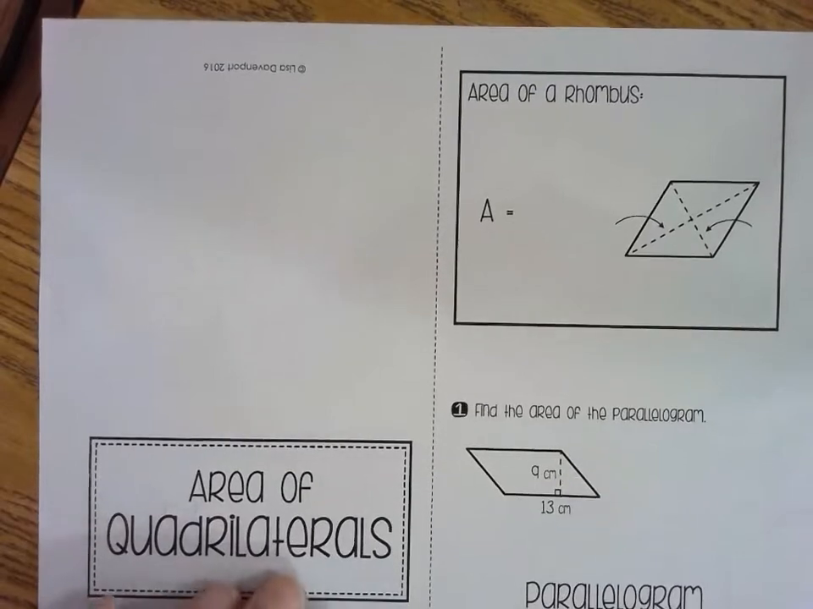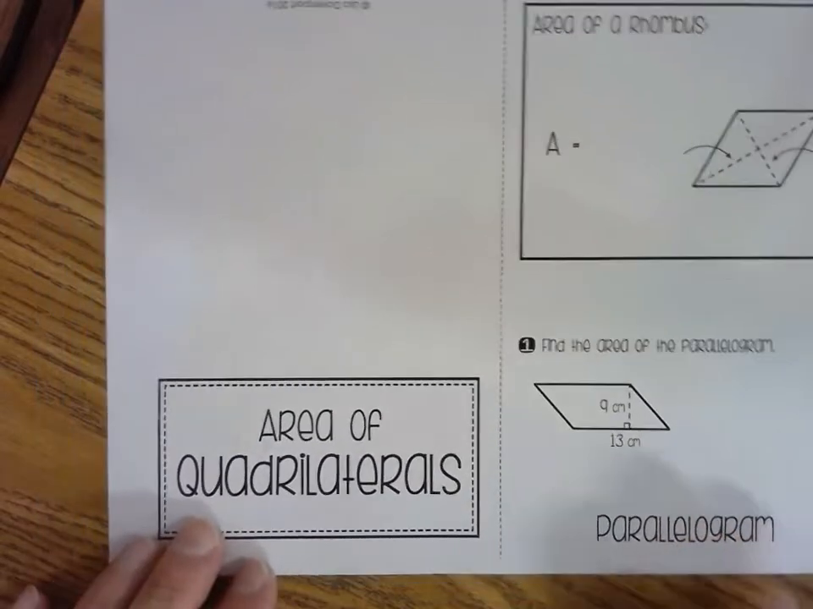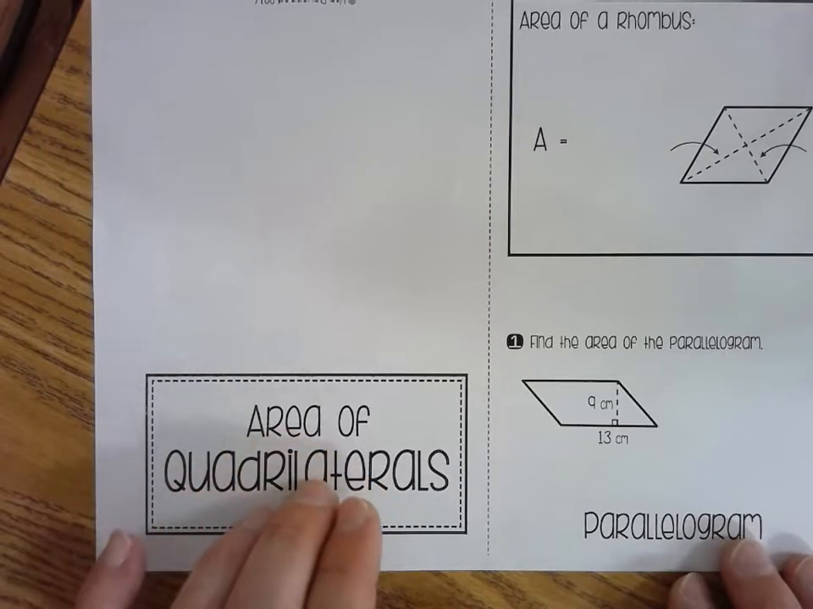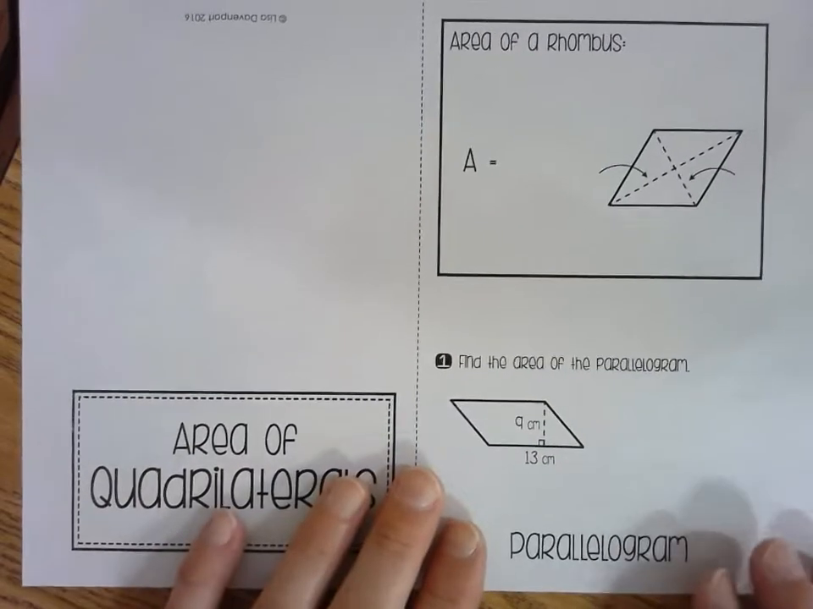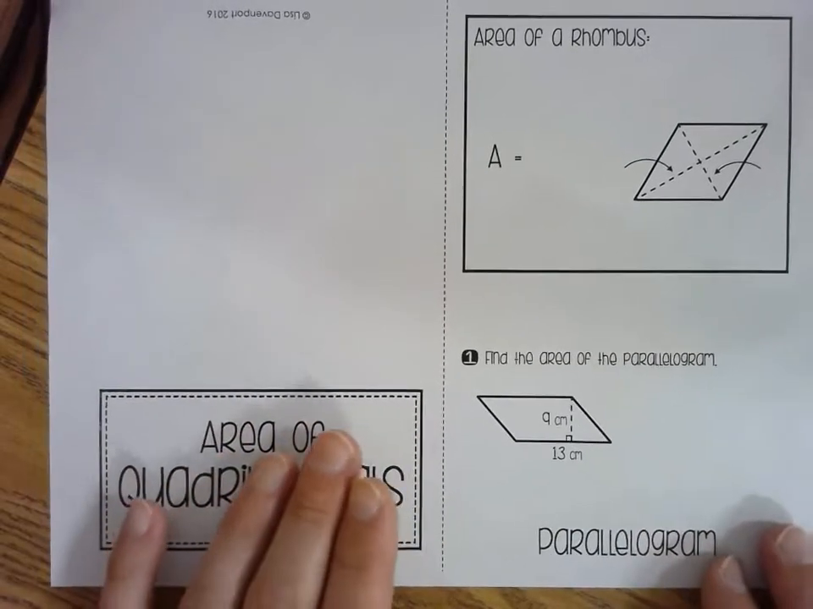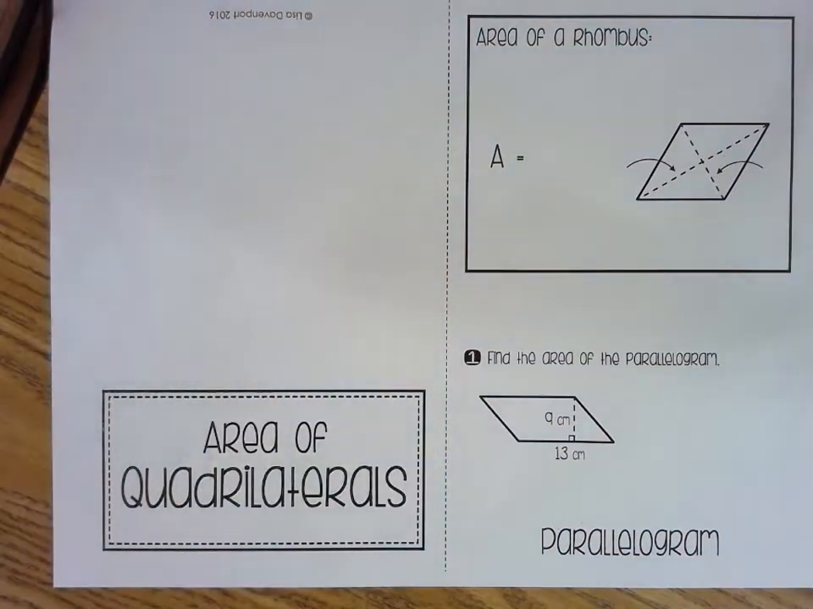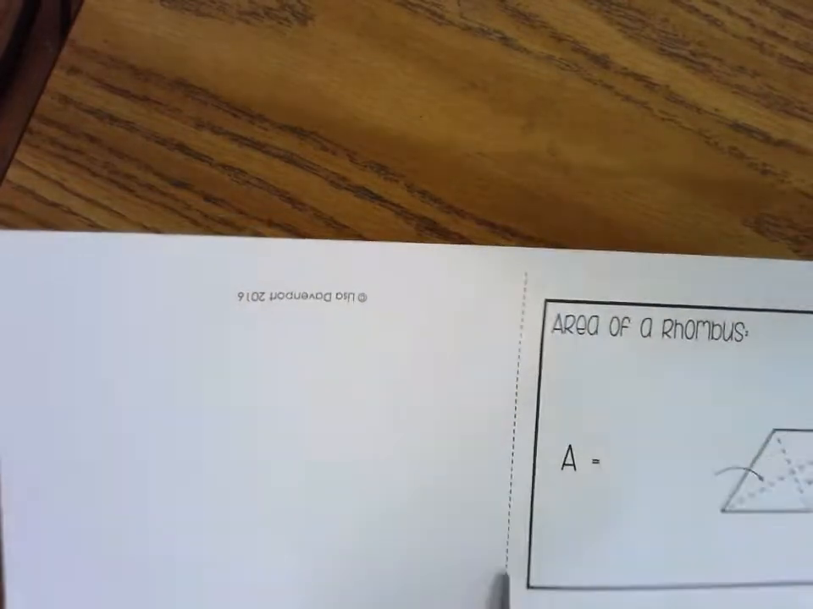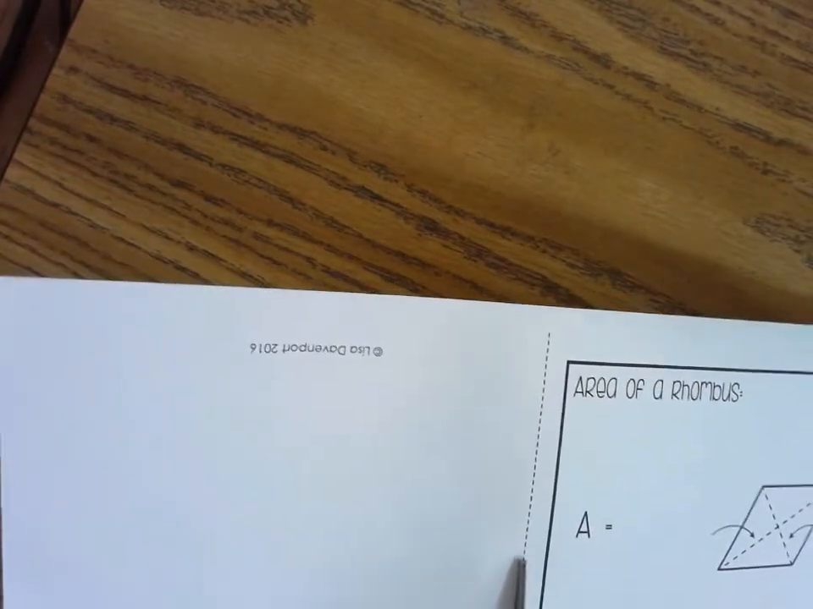Alright, so today guys, what we're going to be talking about is area of quadrilaterals. So you should have a piece of paper that looks like this. What you have to do, grab a pair of scissors and you're going to go ahead and cut the dotted line. Hopefully this goes together the way I think it should. So go ahead and cut this. We're creating a little foldable here that you can put into your notebooks.